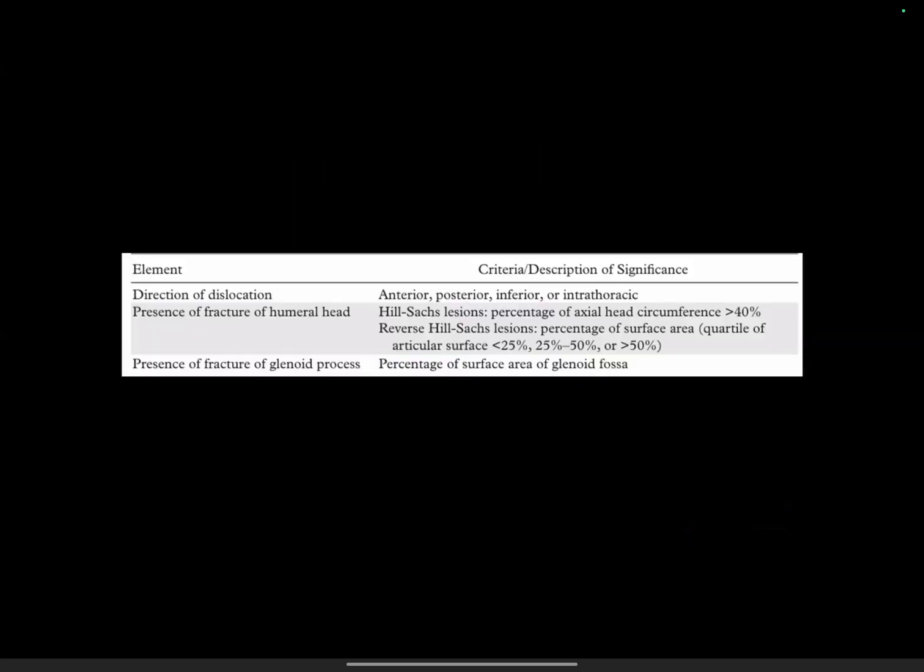All right. To summarize, if we're dealing with a case of dislocation, in our reports, we need to describe the direction of dislocation, the presence of any associated fracture involving the humeral head, either proximal humeral fractures, glenoid fractures, or Hill-Sachs fracture. And of course, if we could tell the percentage or amount of the area that's involved.